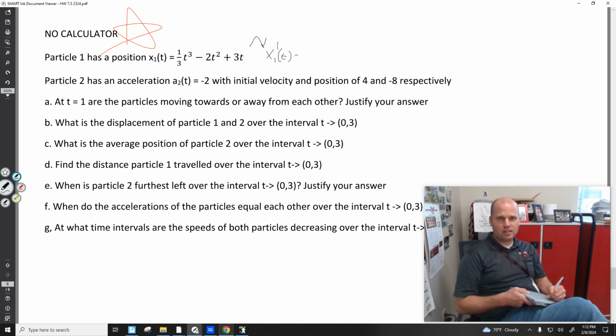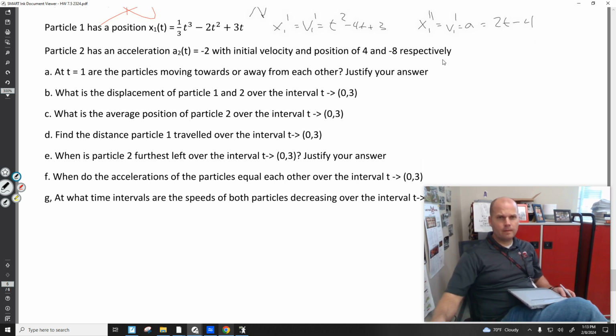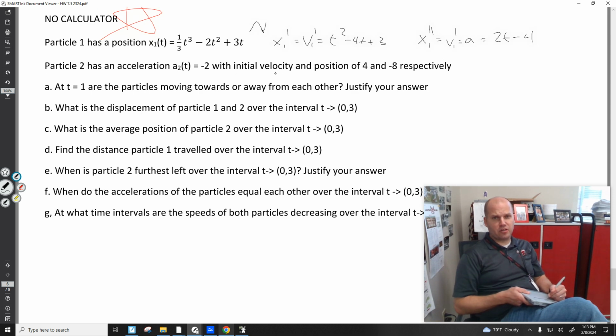So let's look at my first particle's velocity, which will be t squared minus 4t plus 3. Let's look at my first particle's acceleration. Always want the x prime, which is v prime, which is a. Cool. On the other side of things, understanding your initial velocity and position are 4 and -8, which is very important. V of 0 is 4. X of 0 is -8.